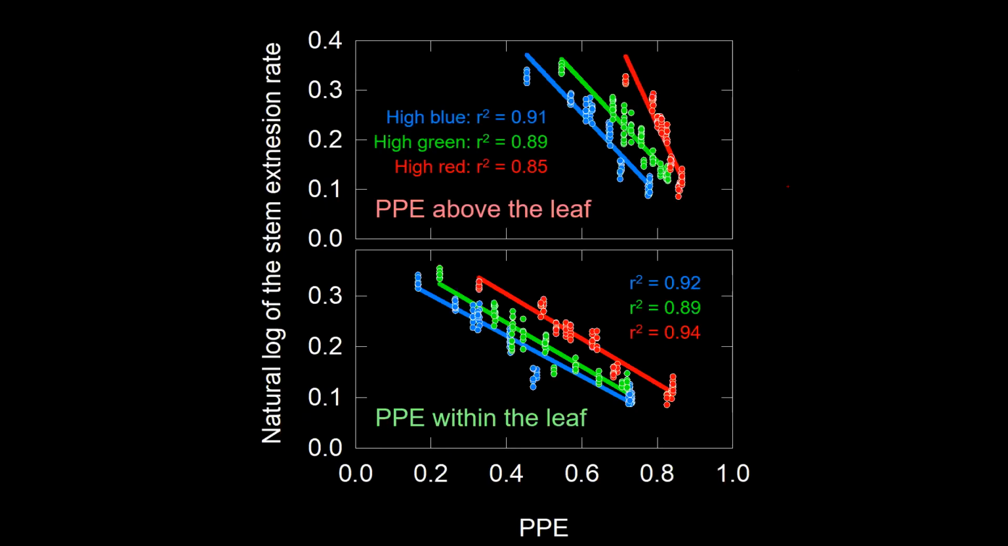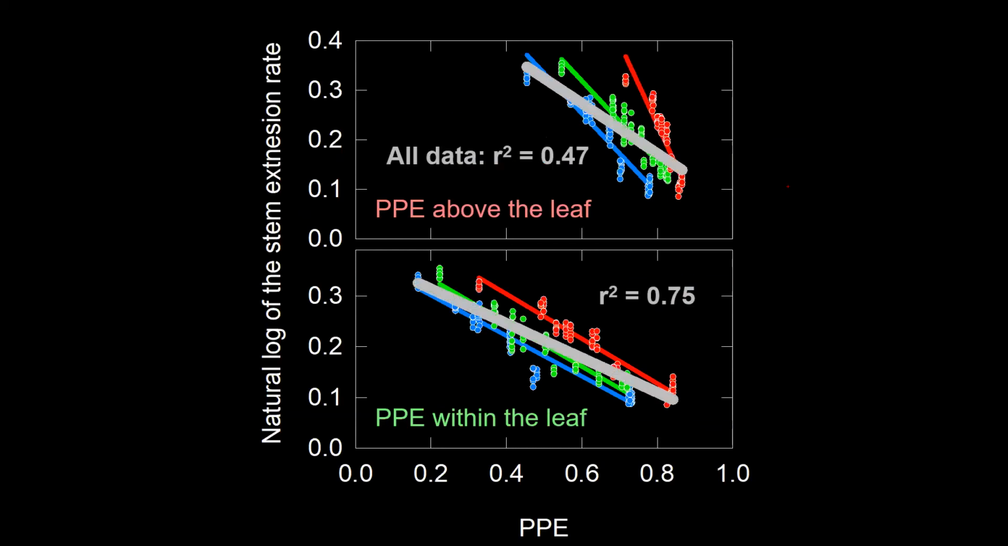So we used our new modified, those green curves, to predict PPE within a leaf. So this top graph is the same graph I showed you before, and the bottom graph is PPE estimated within the leaf. And you can see that, as before, we had a high correlation between any individual background, and we still have a high correlation between any individual background. But now if we run a single line through all the data, the correlation coefficient goes up from 0.47 to 0.75, so it's significantly improved.